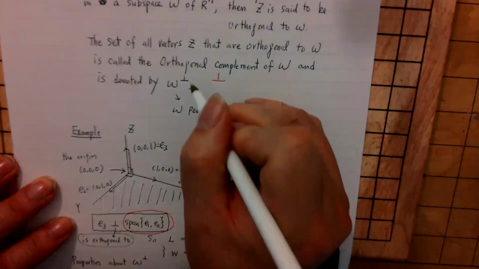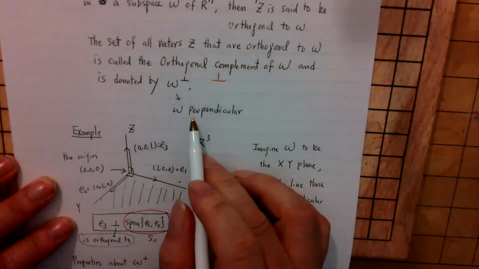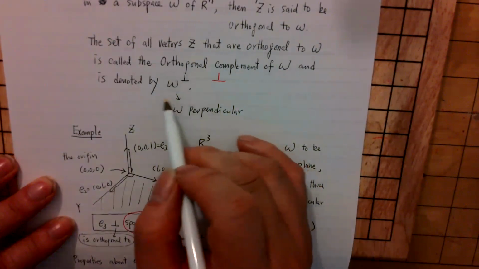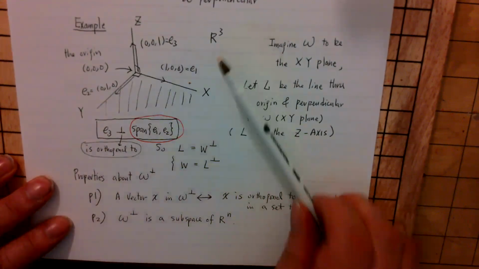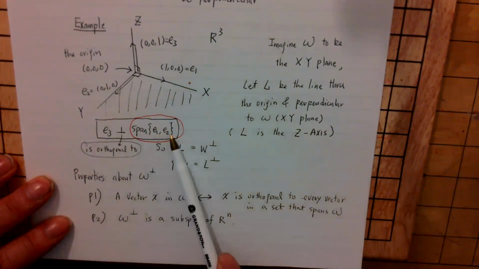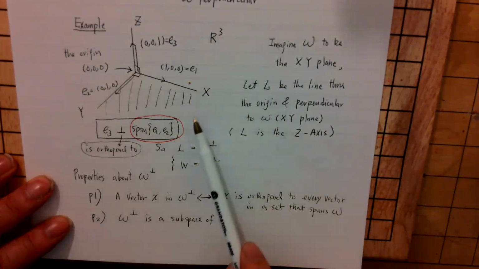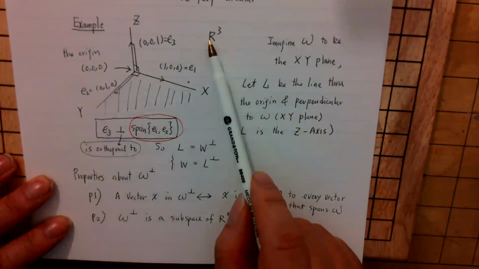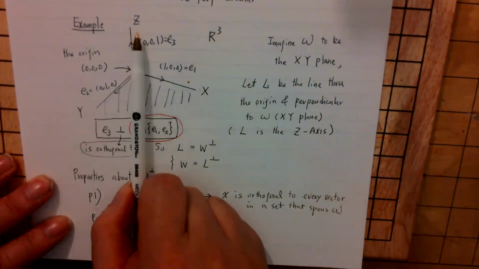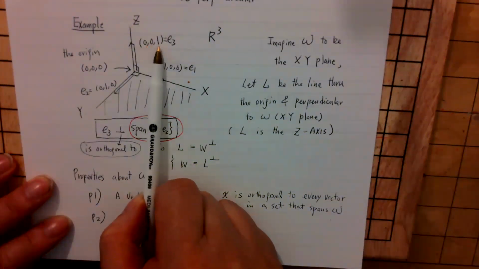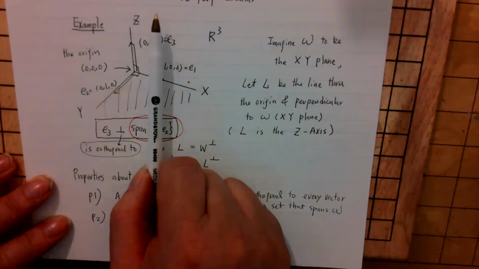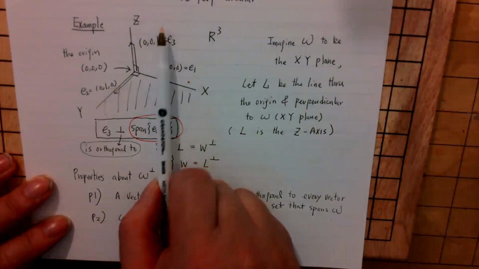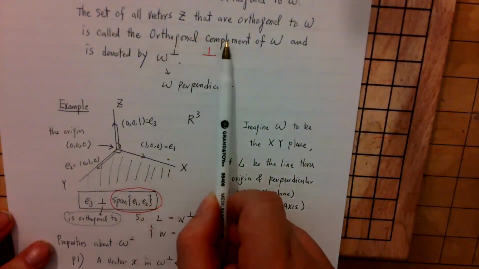Okay, something like this. And how do you read this? This is called W perpendicular. That's the way you read the notation. So this is the one I just mentioned. You can imagine that the span of E1, E2 in the space is the XY plane, which forms a subspace in R3. And the Z vector, say this is 0, 0, 1, that's E3. E3 is perpendicular to the XY plane. And any three-dimensional vector which is parallel to E3 will form the orthogonal complement of W.